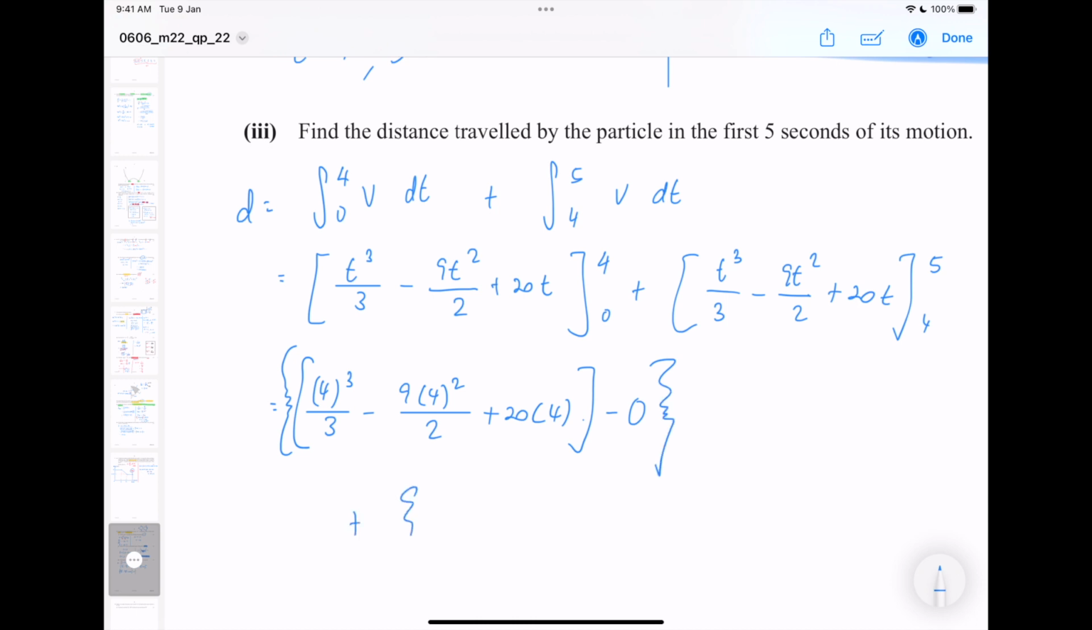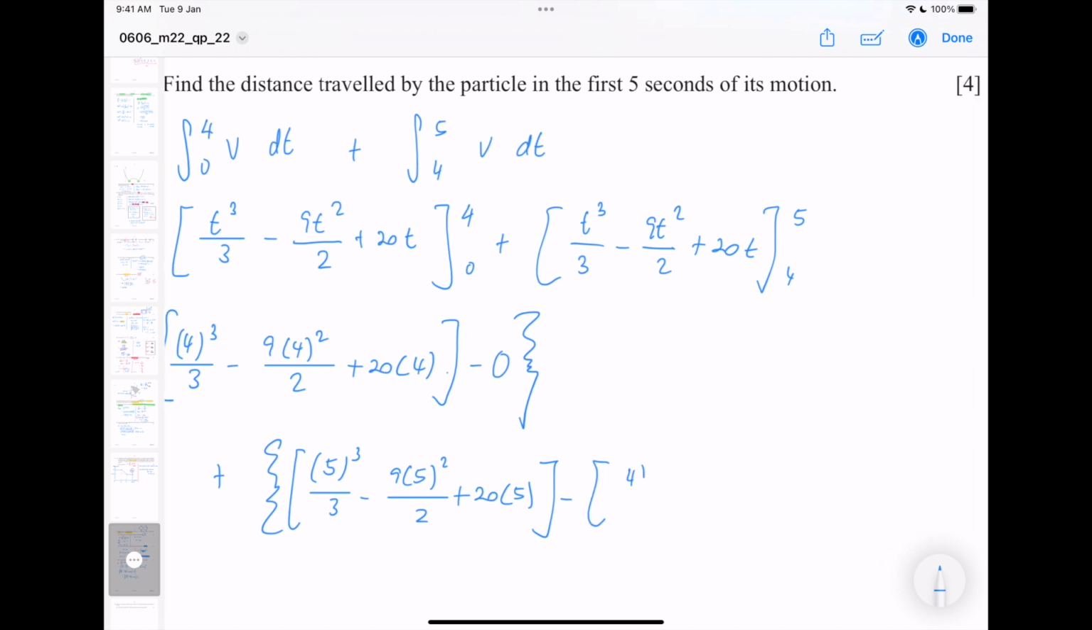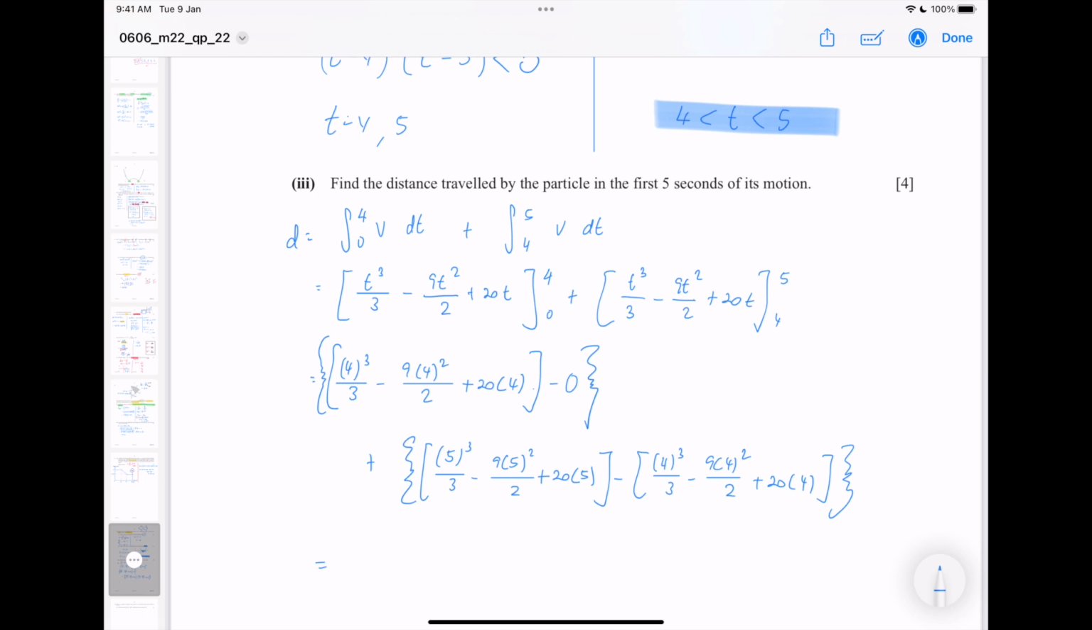Now you got to plus the second bracket, which is 5 cubed over 3 minus 9 times 5 squared over 2 plus 20 times 5, and minus the other one, which is 4 cubed over 3 minus 9 times 4 squared over 2, then plus 20 times 4. So you can see that it's a pretty long working for 4 marks. It gets tiring, it does.